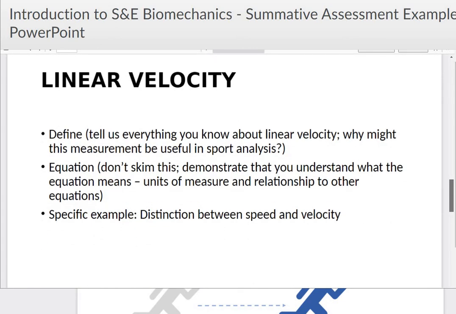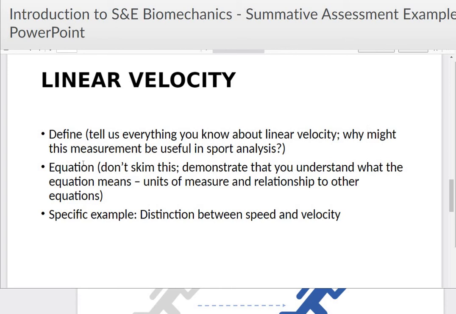So linear velocity, what can I do? Well, I could define it. I could explain what it is. I could tell you everything I know about it. Why is it useful to sports analysis in general and the long jump? Why would you as long jumpers, or I as long jumpers, I'm losing which person I'm talking here, the third or the first, sorry, want to know this information.